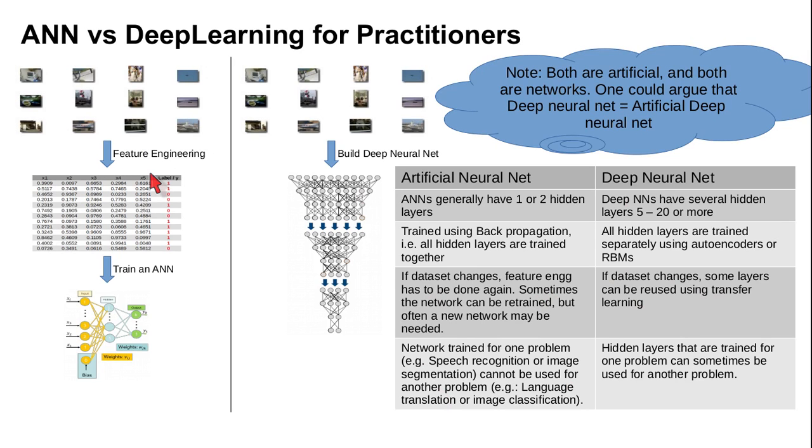In the case of an artificial neural network, if the dataset changes, feature engineering has to be done once again. Oftentimes, the entire network also changes. The network architecture would be different. That means the number of hidden nodes, the number of output nodes could be different.